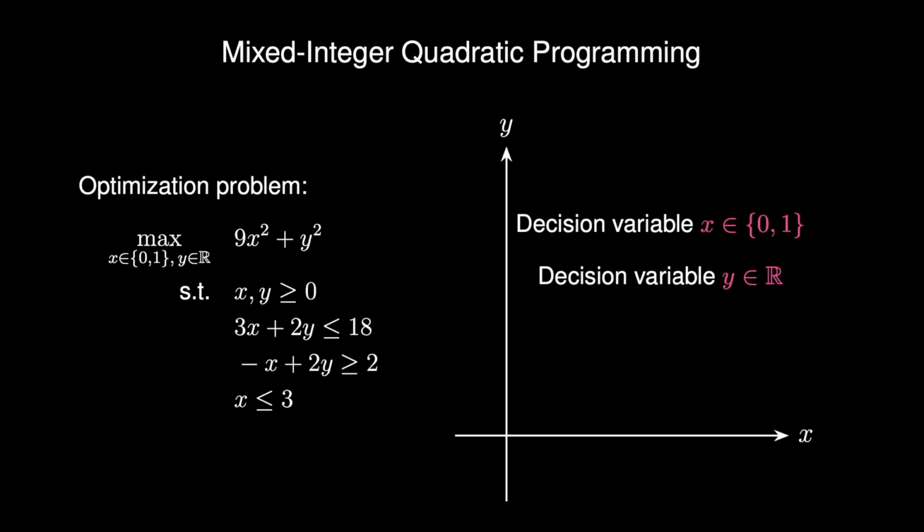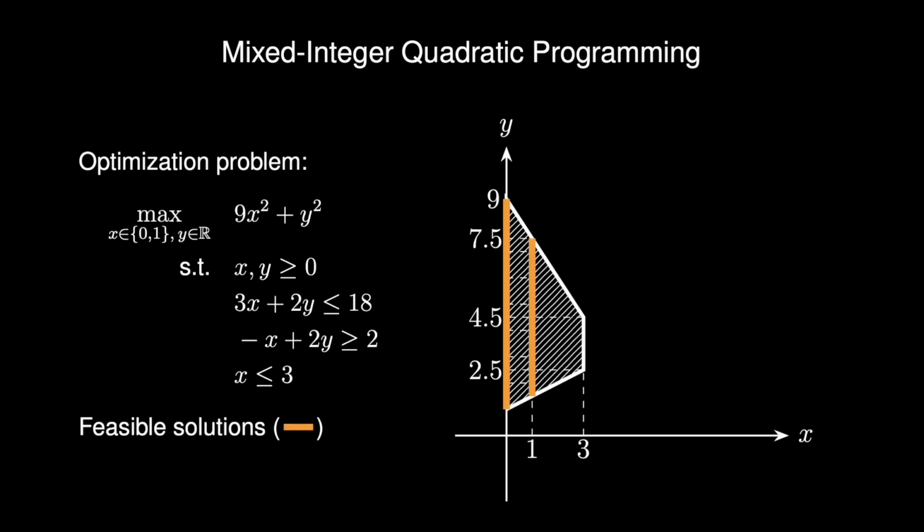Instead of continuous x, right now we restrict decision variable x to be 0 or 1. It's a binary integer variable. Y keeps continuous. This is actually a mixed integer quadratic programming problem because the decision variables include both integer and continuous variables. With x required to be 0 or 1, the feasible region is no longer a polygon. We have two vertical lines, x equals 0 and x equals 1. Every feasible solution must be selected from these two vertical lines.